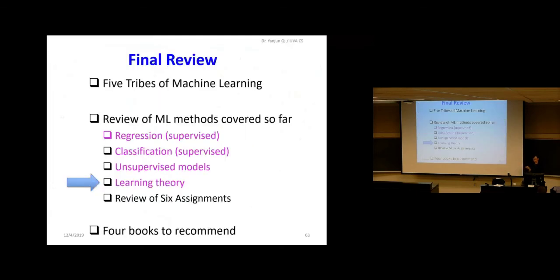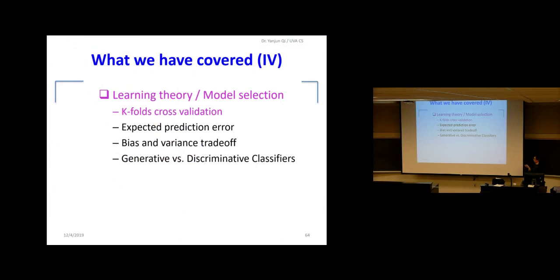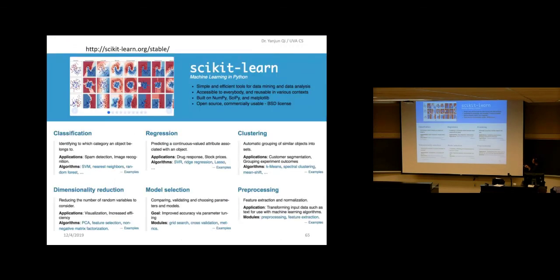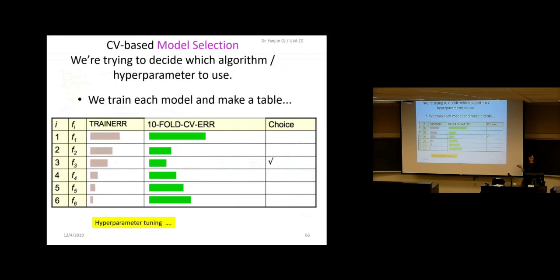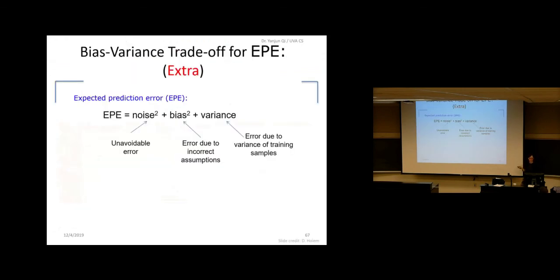All right, so on learning theory, k-fold cross-validation we covered, and this is a very important module here, the model selection module. We only covered cross-validation. There are also a lot of other methods. Feel free to check them out, and you already know what cross-validation is. Then another very important learning theorem is the bias-variance trade-off. The expected prediction error is the summation of the irreducible error plus the bias squared plus the variance.